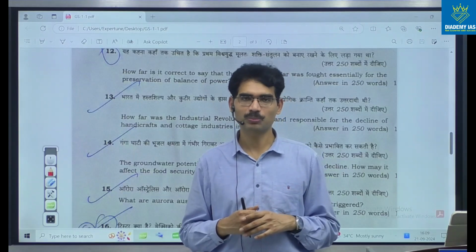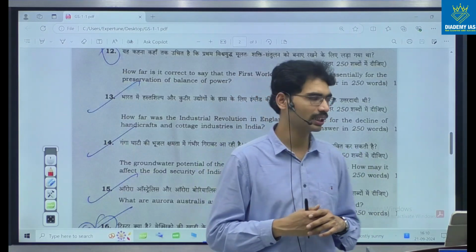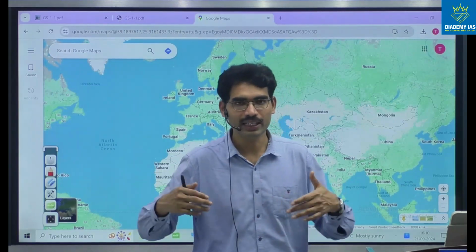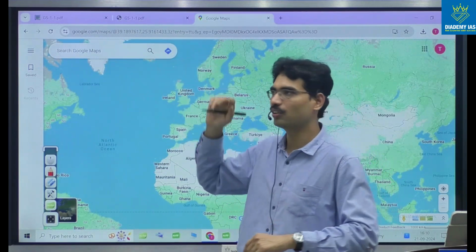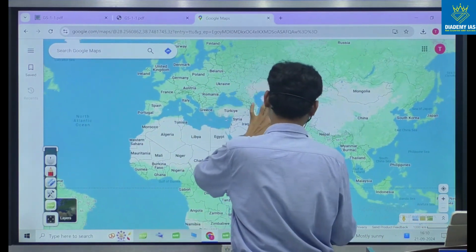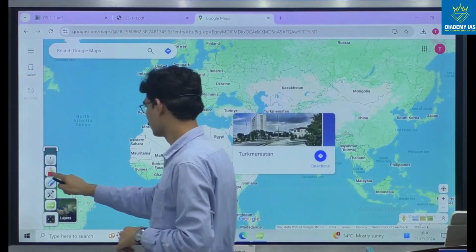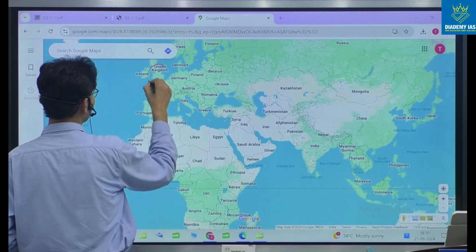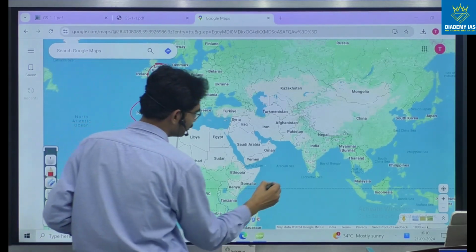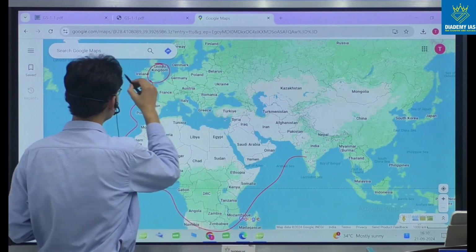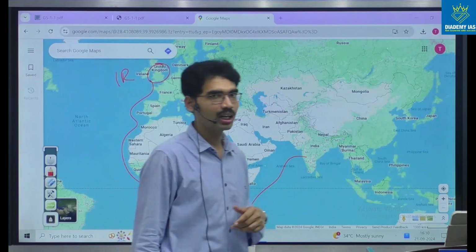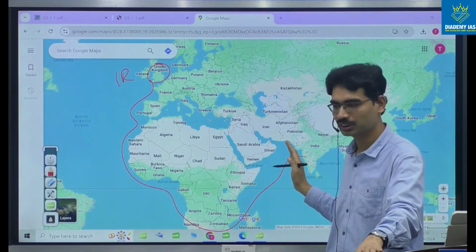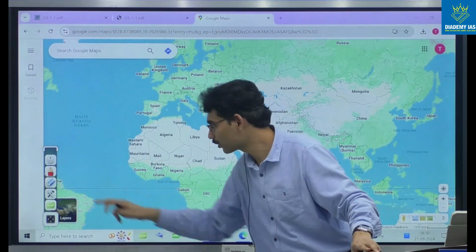Dadabhai Naoroji was the most prominent economist who exposed this drain of wealth. According to this, they explained very clearly what happened since the beginning of the colonization. They have explained that industrialization benefited England. When they came to India, the question is asking how the industrialization in England affected industries and artisans. That is what we are going to understand.